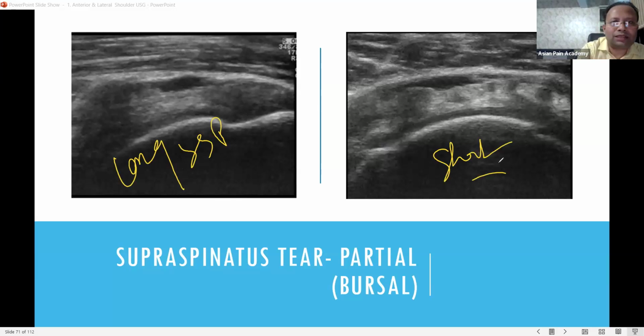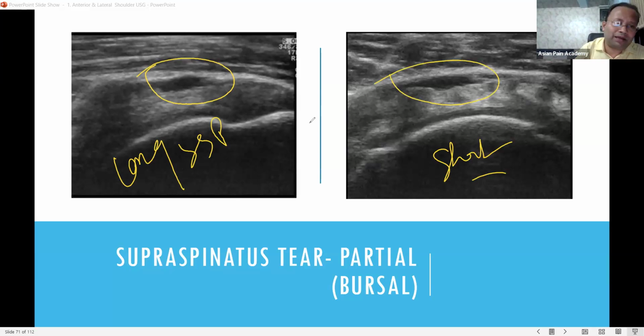Okay. So here you can see that these are all incomplete tears. These are not complete tears, or full thickness tears. So these are all partial tears. These three partial tears are there. So in partial tears, there are subgroups. So these are bursal side tears.